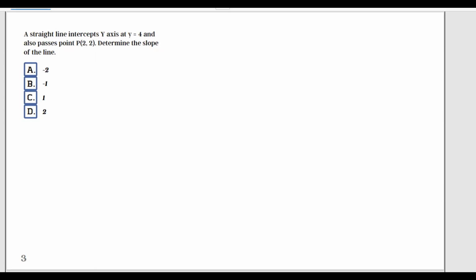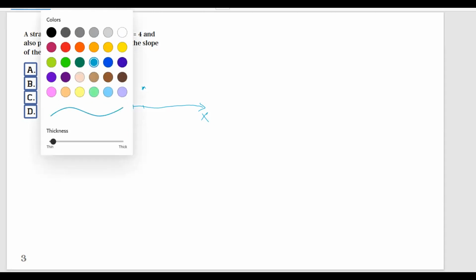Okay. So let's see what do we know. We have that the line intercepts the y-axis at 4, so we know the y-intercept here. Let me quickly draw this graph, y, x. And so we know that the line passes at 4 at this point, right? This is 4. And then it also passes through point P, somewhere here.